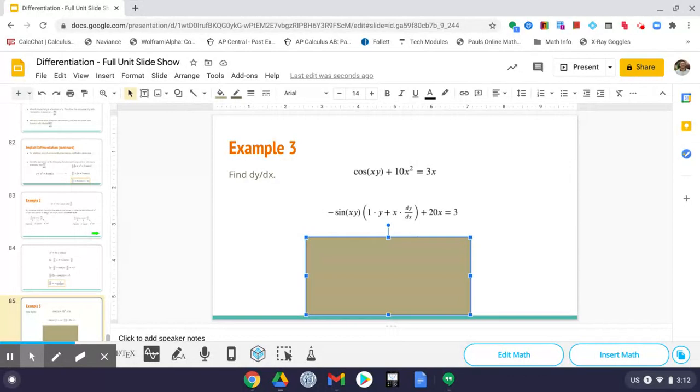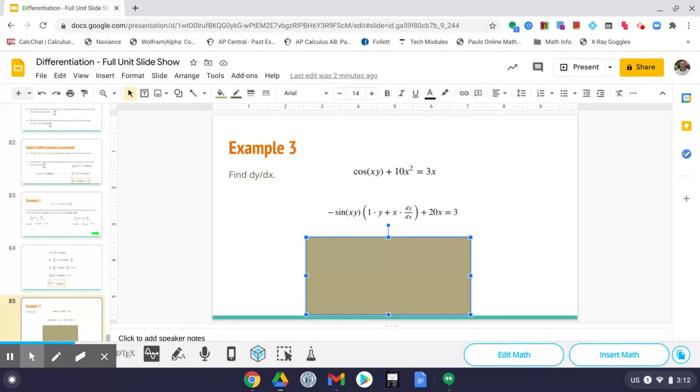Okay, so now I have to work towards getting dy dx by itself. How do I do that? Well, I can easily enough subtract the 20x over, because that doesn't have a dy dx. So I'm going to move that over to the right-hand side. That's not a problem. But if I notice, this dy dx is trapped inside of these parentheses. I can't just move this dy dx out, because it's inside of that quantity. And additionally, this quantity is being multiplied by negative sine xy.